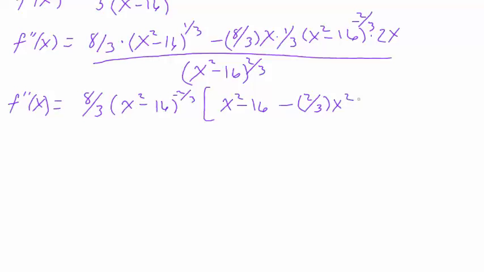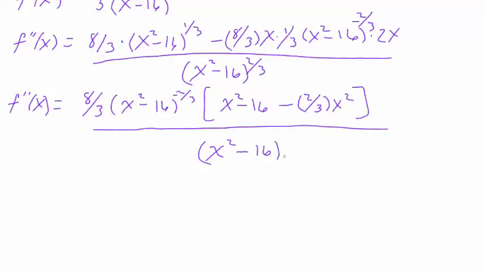X squared. And then of course we pulled all of this completely out. Okay, we pulled all that out. So let's just do that. And it's all over x squared minus 16, and that's all raised to the 2/3 power. Okay, so we take our time, we don't make any mistakes now.